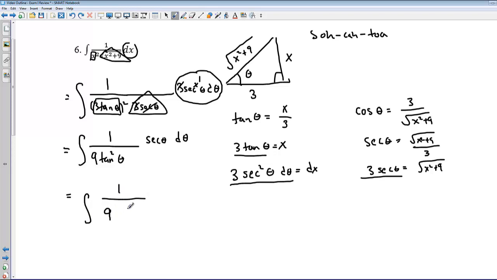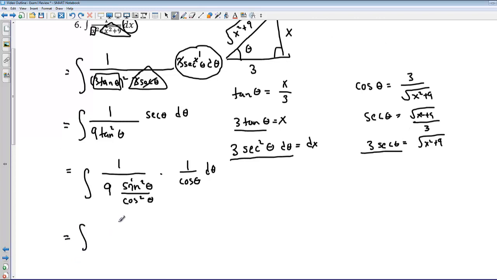So what we have here is 9, and then tan squared theta is really a sine squared theta divided by a cosine squared theta. And then a secant theta is really a 1 over cosine theta. Now remember, when you divide by a fraction, you multiply by its reciprocal. So here, what you really have is cosine squared theta on top, divided by a 9 on the bottom and a sine squared theta on the bottom, and then times this 1 over cosine of theta d theta. Now my brain's starting to see the idea. See, these are going to cancel, and you'll have a function on the bottom and its derivative on top.